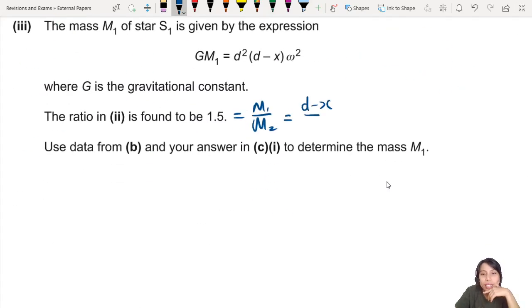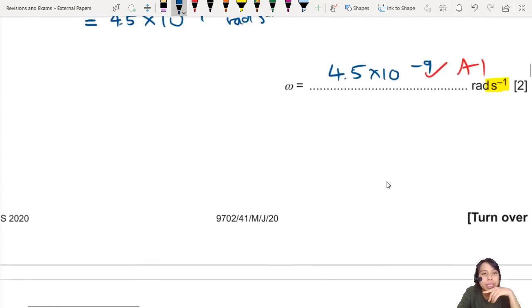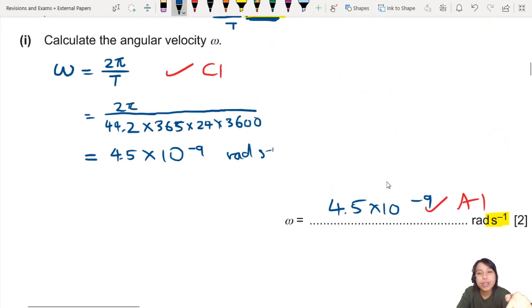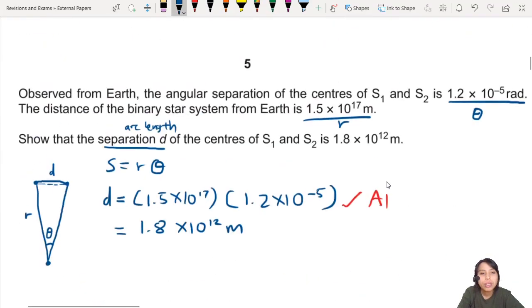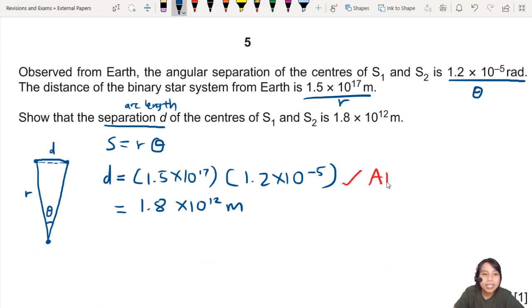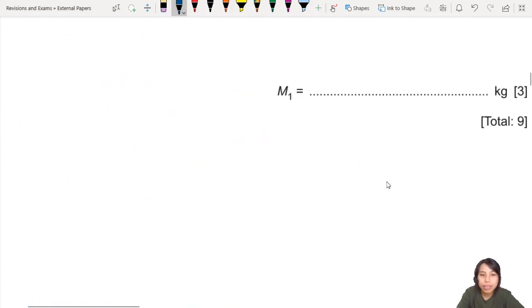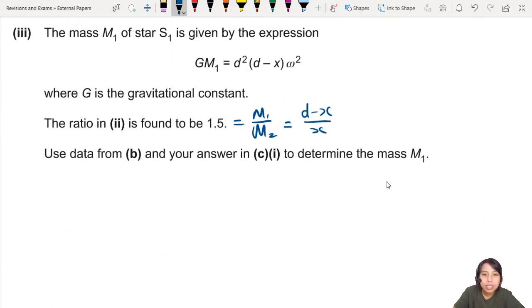So we might also write everything here. Use the data from B. What is the data from B? Remind yourself. Angular velocity, 4.5 times 10 to the negative 9. Or is it this one? D, this one, the separation distance, 1.8 times 10 to the 12. So this is distance 1.8 times 10 to the 12 meters to determine the mass M1.